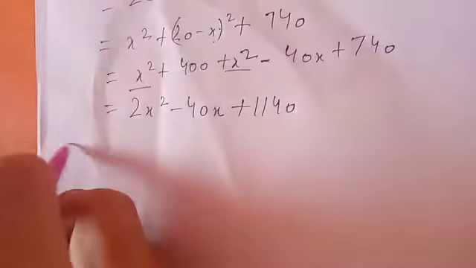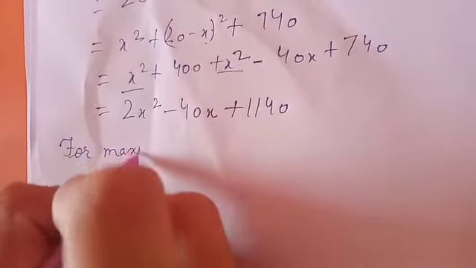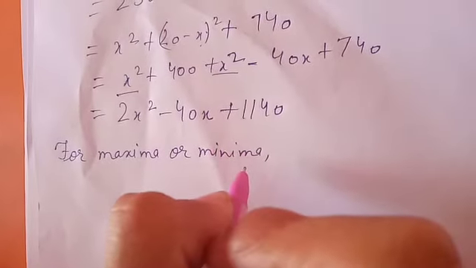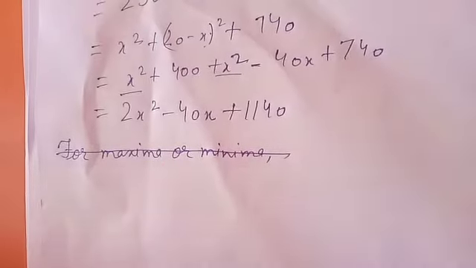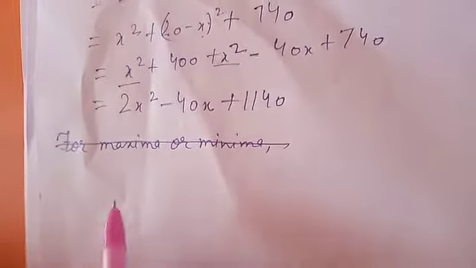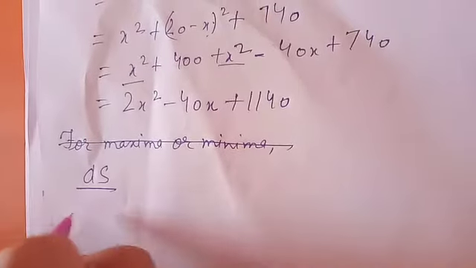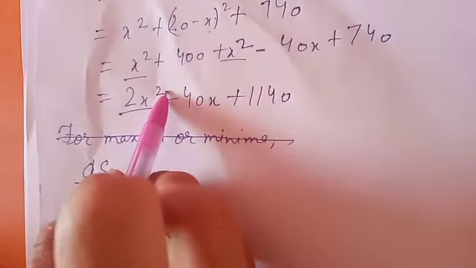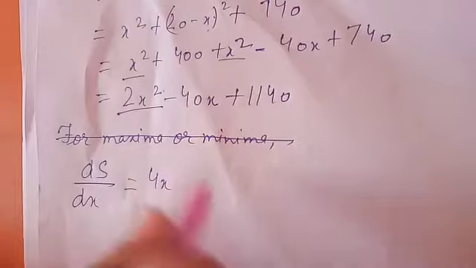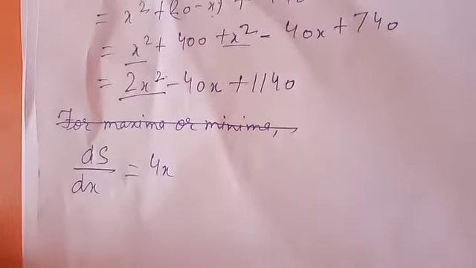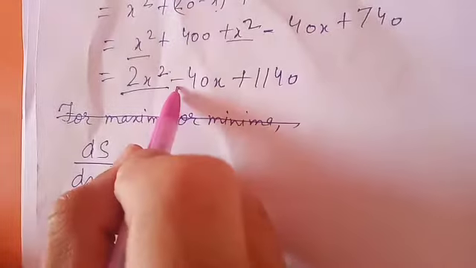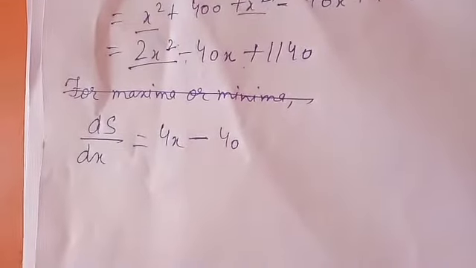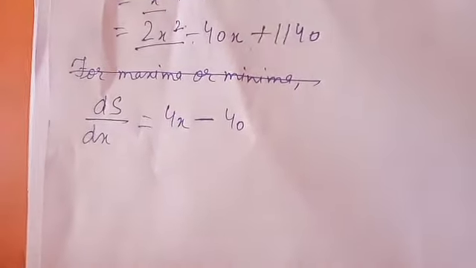Now for maxima or minima, first of all what we have to do, we have to find its first derivative. So dS by dx will be: differentiation of 2x square will be 4x, power in front and 1 decrease in power, minus of minus 40x will be minus 40, because of x it will be 1. So it is our dS by dx.